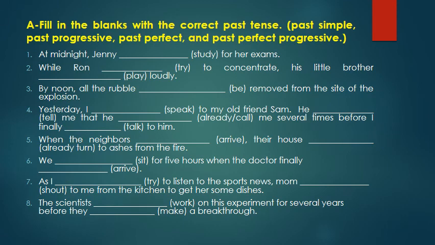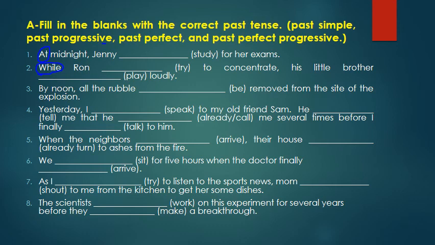So let's do some exercises together. Fill in the blanks with the correct past tense, meaning past simple, progressive, perfect, or perfect progressive. At midnight. Notice the keyword at. Obviously, you're going to be using the past progressive. At midnight, Jenny was studying. Was or were plus verb ing. While, again, when you see this, while, it means past progressive. While Ron was trying to concentrate, his little brother was playing loudly.